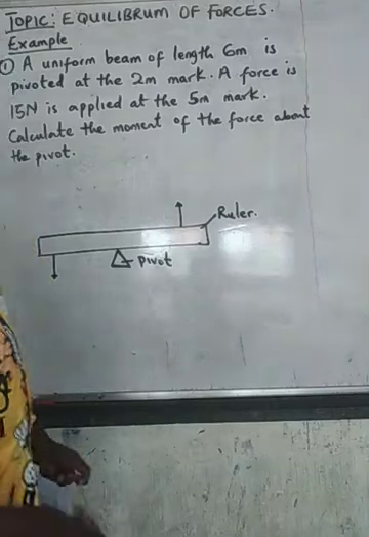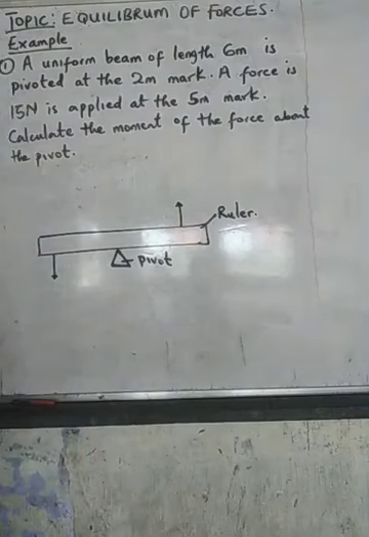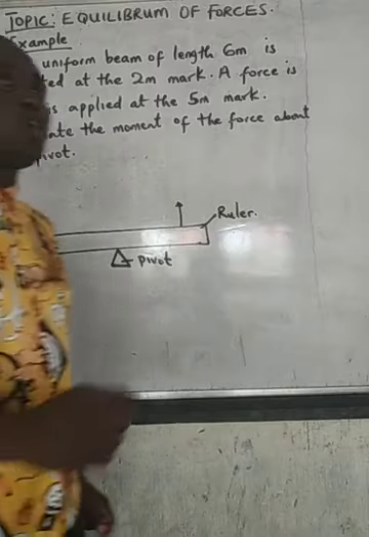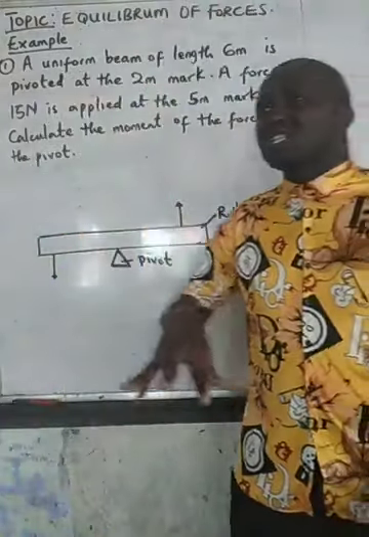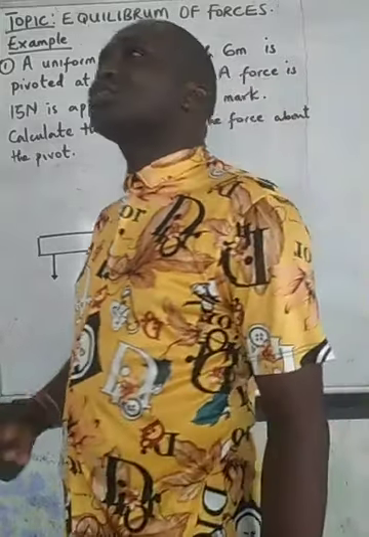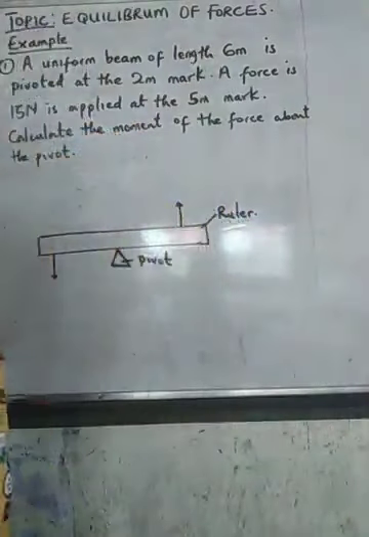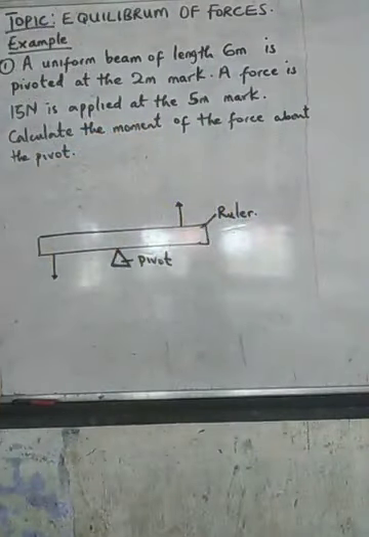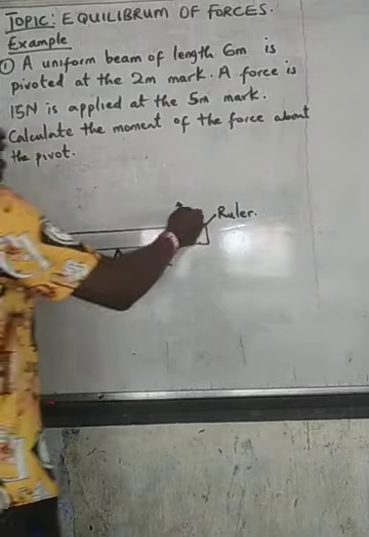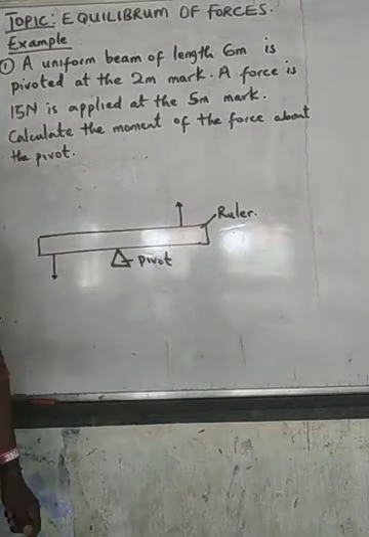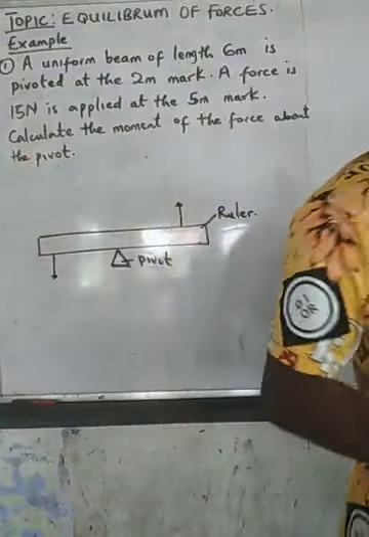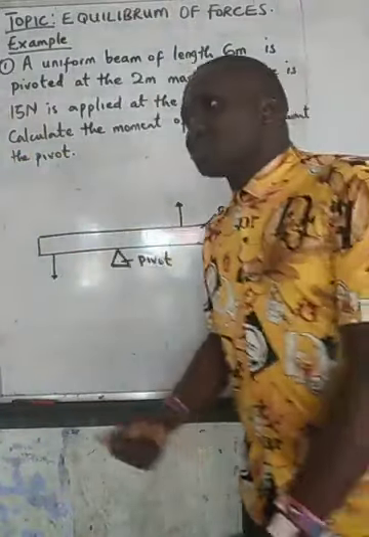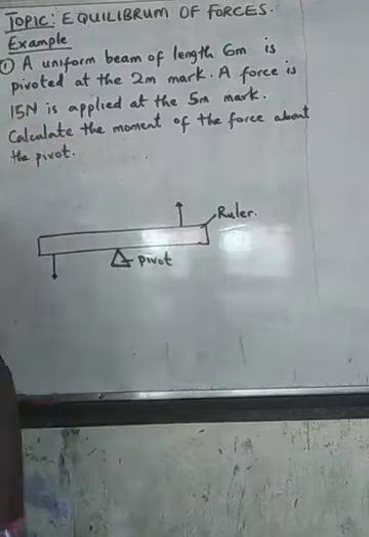What do I mean by static equilibrium? Static equilibrium is when the net force acting on an object at rest is equal to 0. What do I mean by object at rest? An object that is not moving, that is on a spot, that is not undergoing motion. So when the net force acting on a body at rest is equal to 0, such equilibrium is known as static equilibrium. It shows that the object is not moving at all.